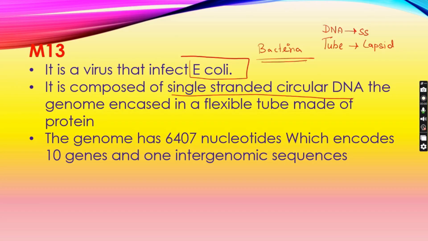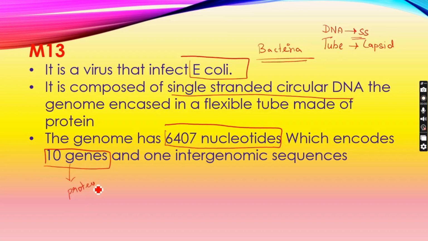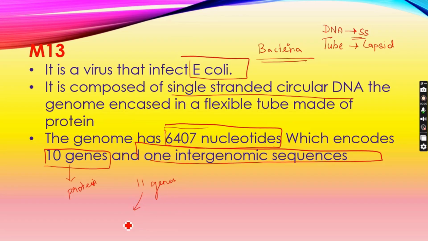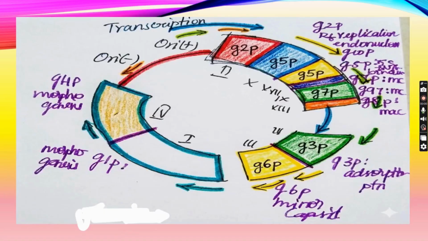The single-stranded DNA consists of 6,407 nucleotides, which encode 11 genes. Among them, 10 genes encode proteins, and one gene has an intergenomic sequence.